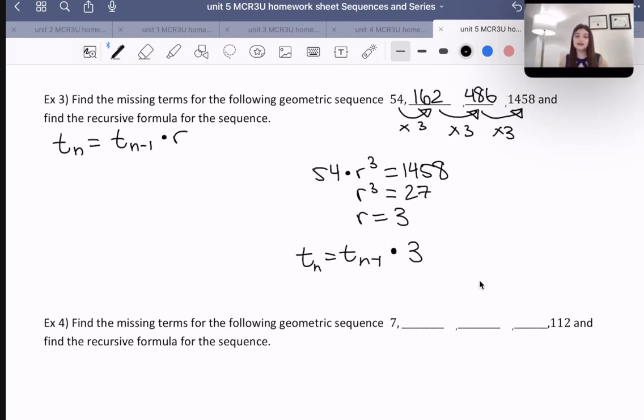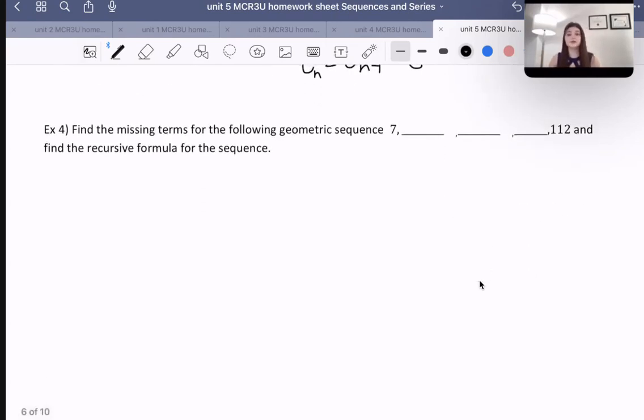All right, let's do the same thing for this next one. This one is very similar to our previous ones, but we'll still do it for extra practice. Find the missing terms for the following geometric sequence, and find the recursive formula for the sequence. So again, 7 times some r is going to give us some other number. That number times r again will give us another number. That number times r again will give us another number. And that number times r again will give us 112.